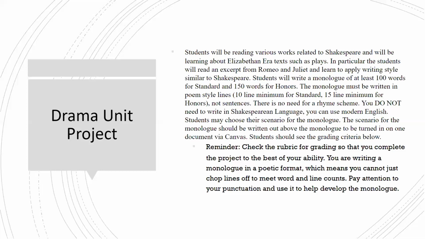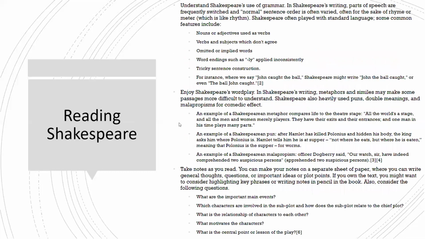So there's a rubric in Canvas. You can find it by clicking on the drama unit project assignment link in Canvas. I'll also link it here in this PowerPoint notes. But just make sure you take a look at that rubric so you understand how I'm going to grade it. And let me know if you've got questions, okay?